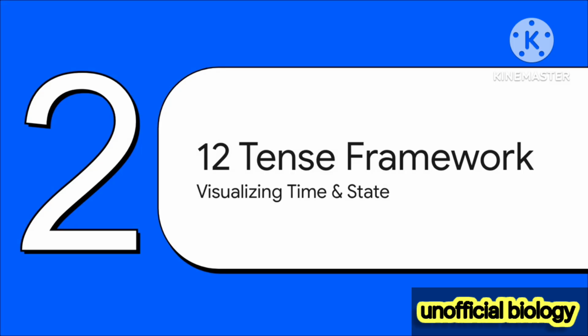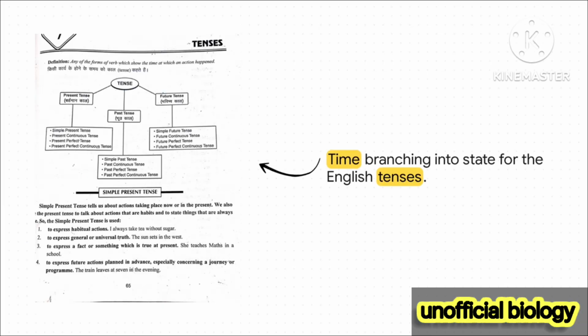Moving right along to Section 2, the 12-tense framework, visualizing time and state. Now this is where it gets really cool. The concept of tense, which simply means the time an action happened, actually breaks down into a really simple hierarchy. It first branches into 3 main time frames, right? Present, past, and future. Then each of those 3 time frames drops down into 4 specific states: simple, continuous, perfect, and perfect continuous. So whenever you speak, you are really just picking one time frame and one state. That's it. It's just a menu of 12 options, no more, no less.